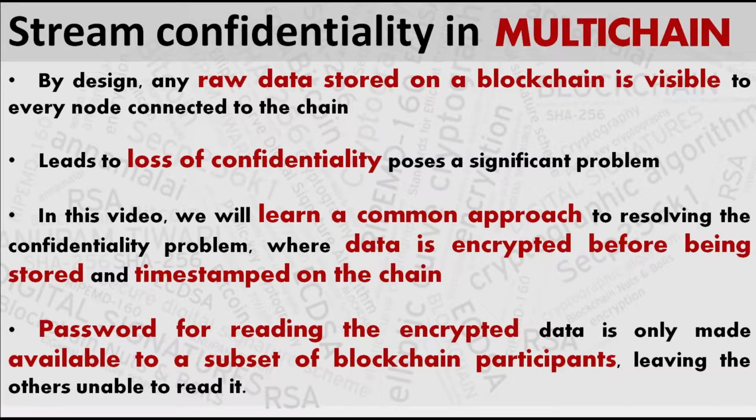Extreme confidentiality in multi-chain. By design, any raw data stored on a blockchain, in whatever videos we have seen in multi-chain so far, is visible to each and every node, and this leads to loss of confidentiality, which is a significant problem. So in this video we'll learn a common approach to resolving the confidentiality problem, where data is encrypted before being stored and time-stamped on the chain. The password for reading the encrypted data is only made available to a subset.